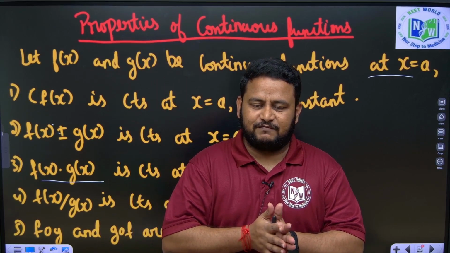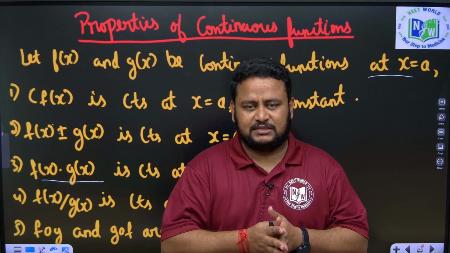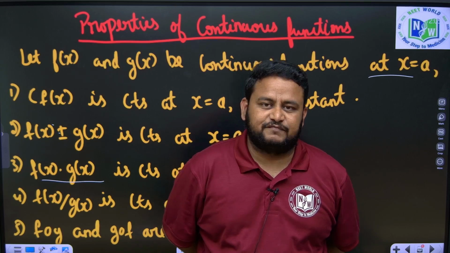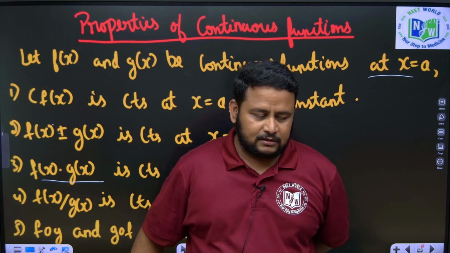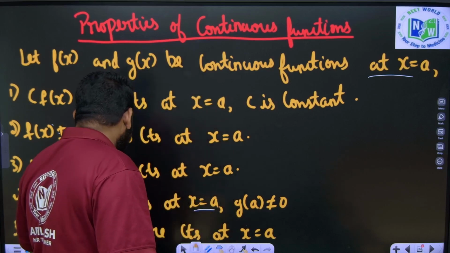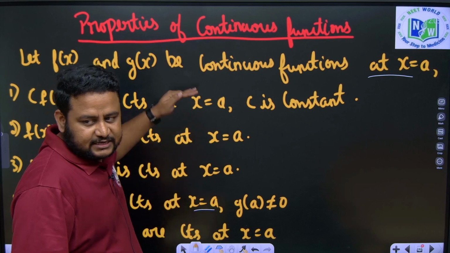What is an invertible function? They will ask about composite functions. Suppose they give f of x is equal to 4x plus 3, something like that, and ask you to find the inverse of that function, right? There you would have learned about what a composite function is. So these composite functions are also continuous at x is equal to a. These are the properties of continuous functions.